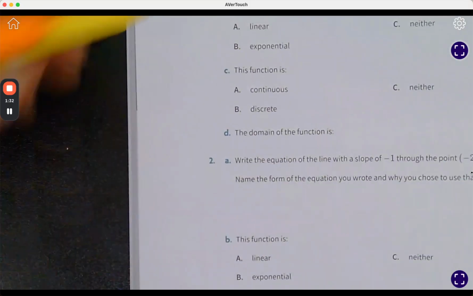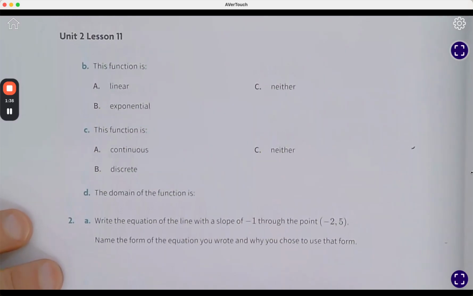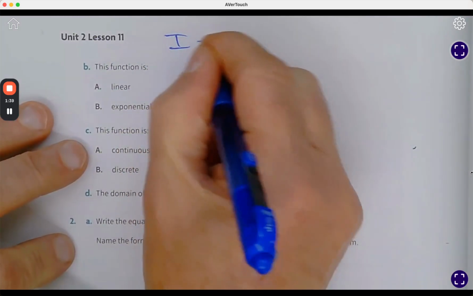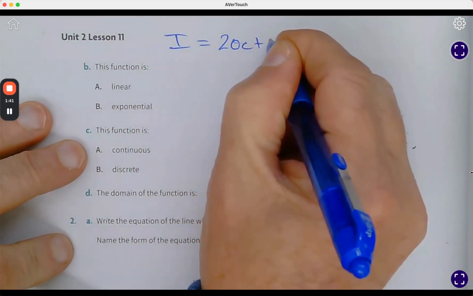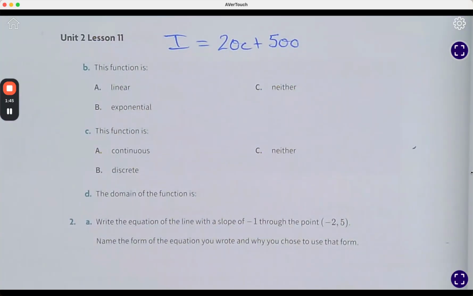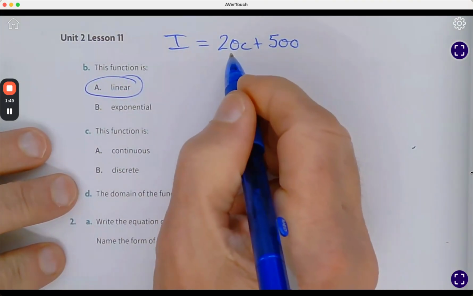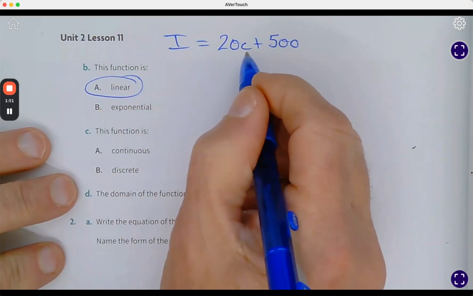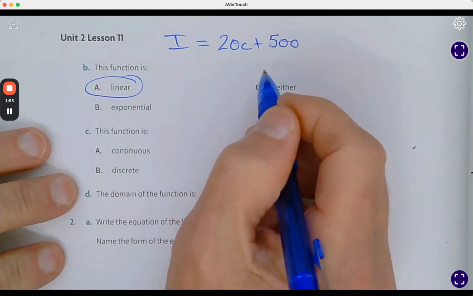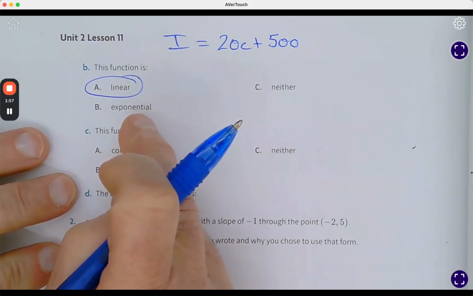I'm now going to go to the next page. I'm going to rewrite that equation up here. I equals 20C plus 500. Okay, the function is definitely linear, right? There's a number times a variable plus a constant. There's no exponents. If it was exponents, it would be exponential.